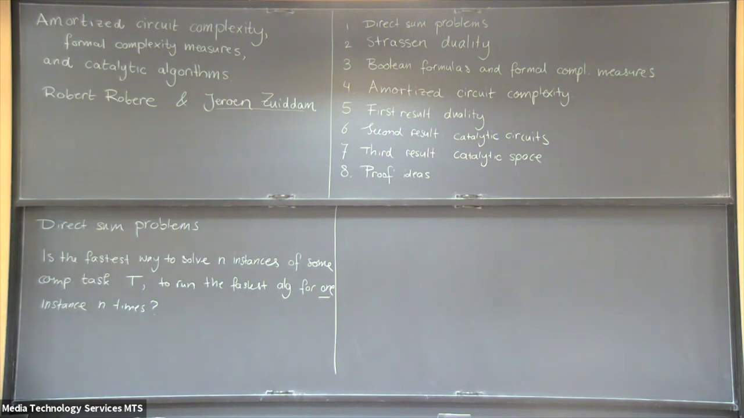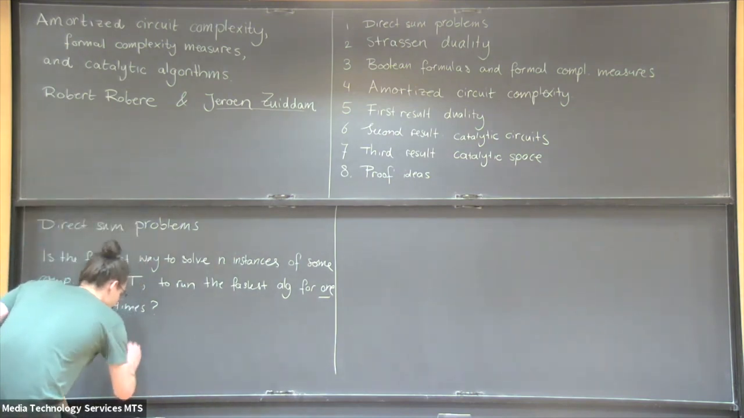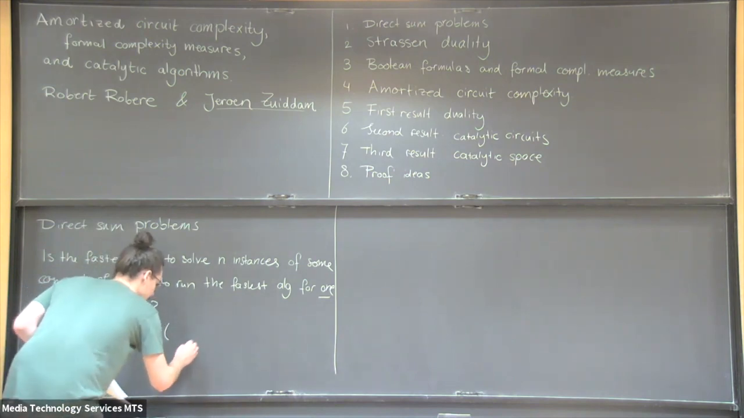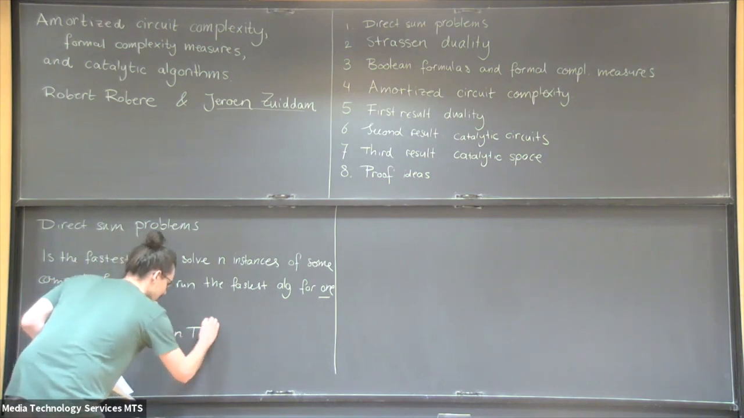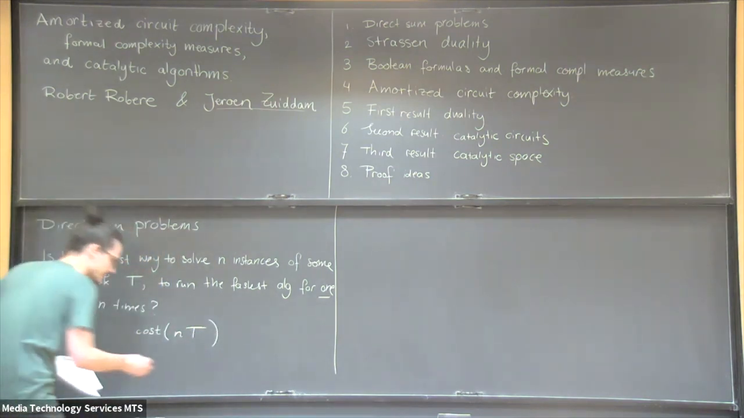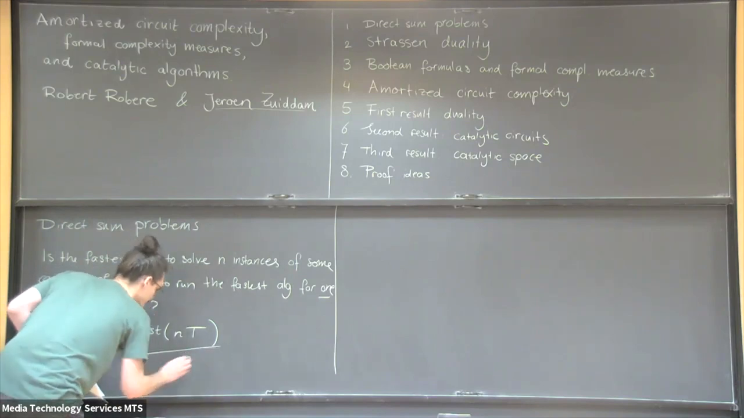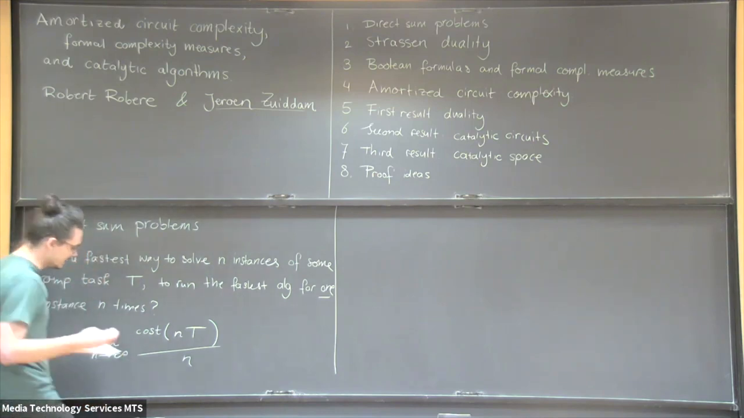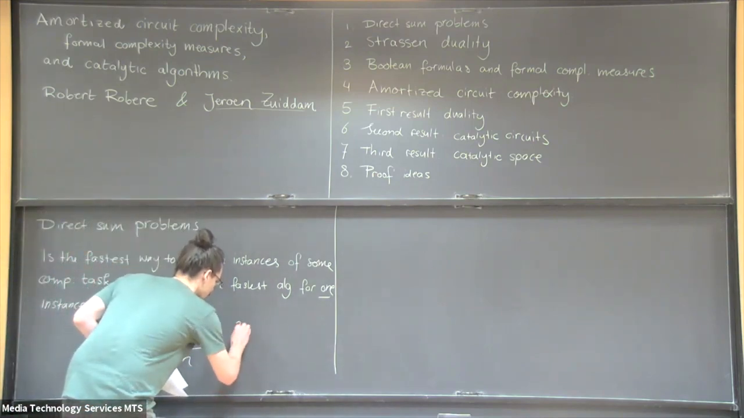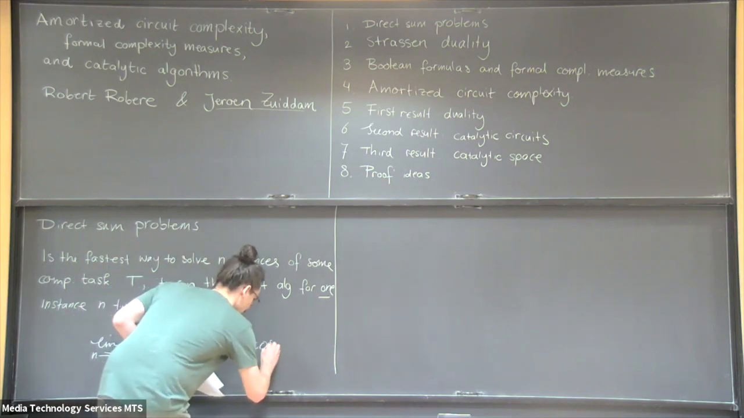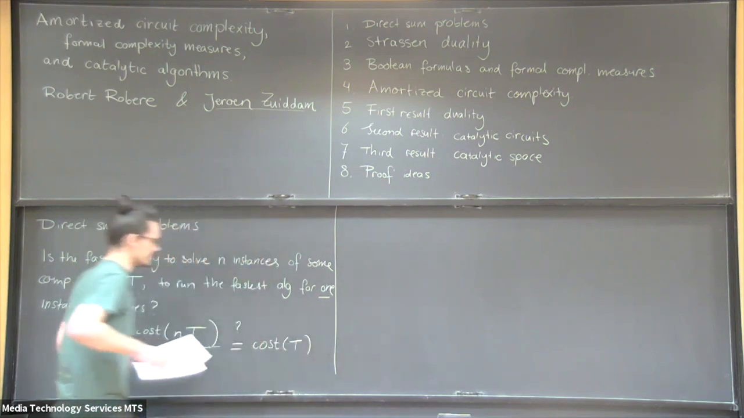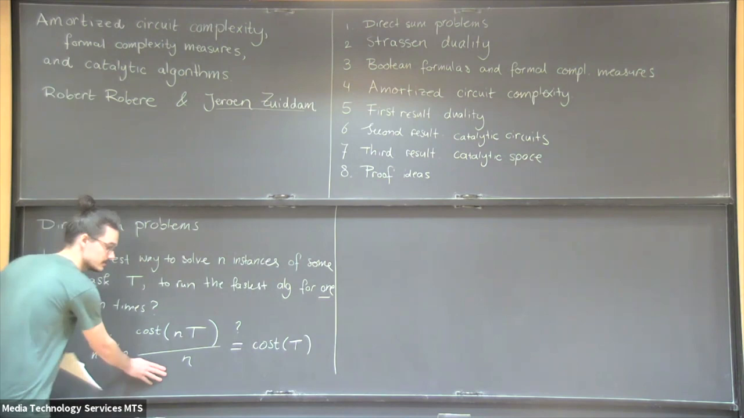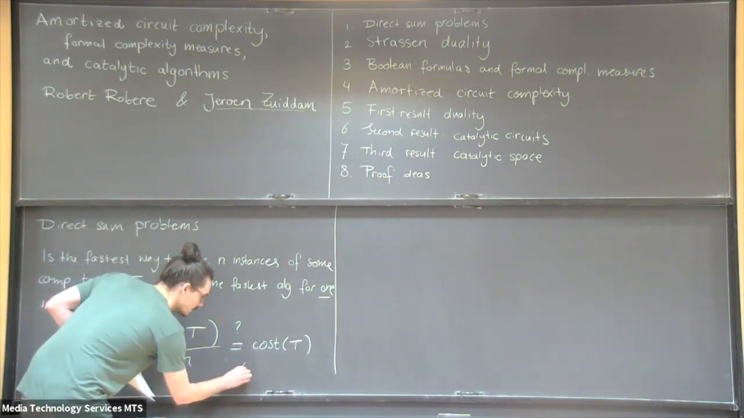As a formula, we are looking at the cost of computing the task T n times. We're interested in the amortized cost, or the cost per copy, so we divide this by n. And we want to know what happens if we let n go to infinity. Will this number be equal to just the cost of computing a single instance of this problem T? Or can we do strictly better?